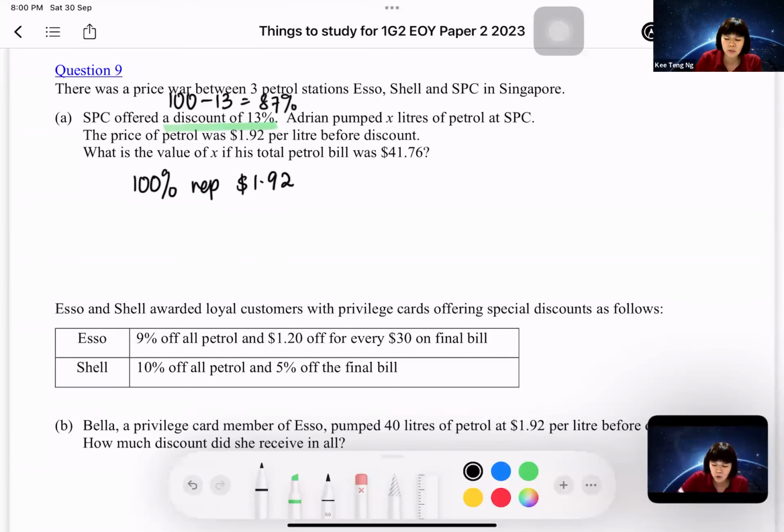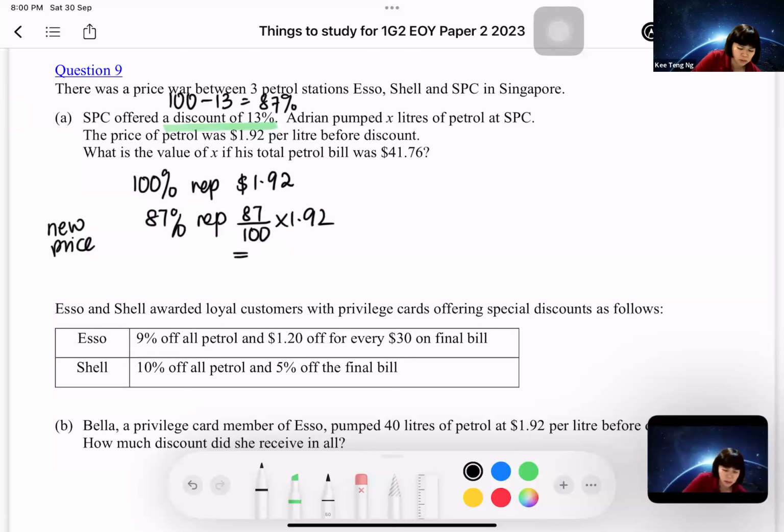87%, right? So I'm actually looking for the new price. I need to find the new price. That will be 87% out of 100 times 1.92. Just now you all typed very fast, 87 over 100 times 1.92, that gives me the price $1.6704. Although this number has many decimal places, I will need to find out how you get the number. I haven't got the final answer, so I'm not going to round it off yet. I'm going to keep it like that.